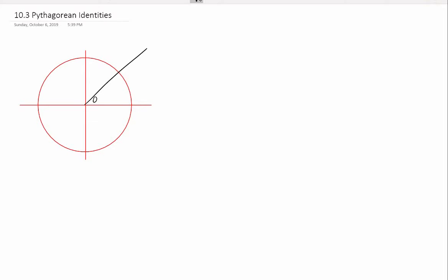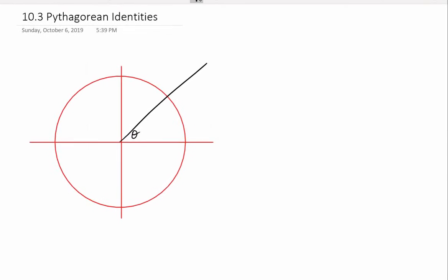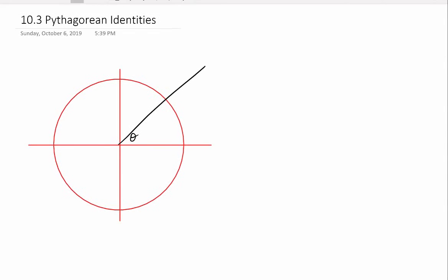If we have an angle of rotation, and it could be in any of the four quadrants, this will be true for any angle of rotation, we know that it intersects the unit circle at a given point, and the x-coordinate is given by cosine of theta, and the y-coordinate is given by sine of theta.